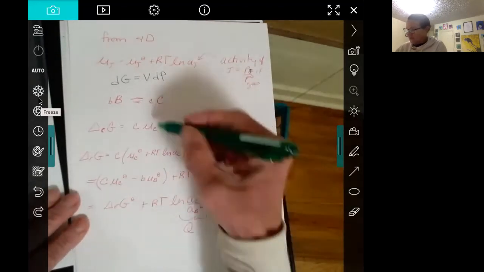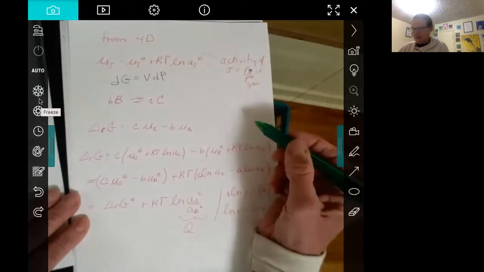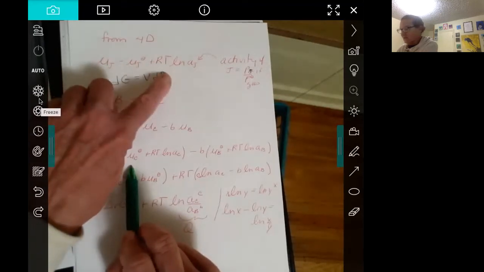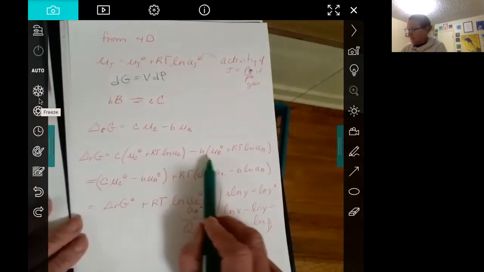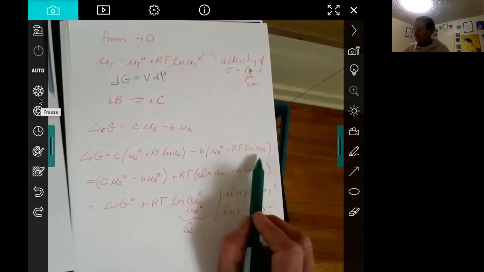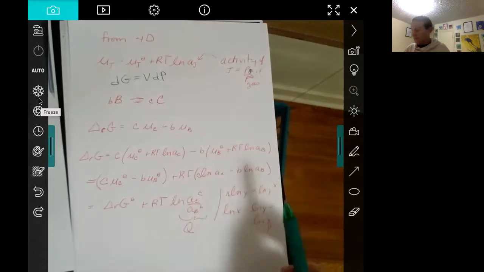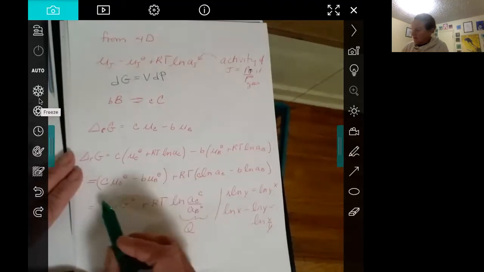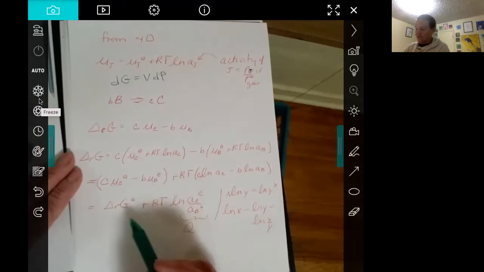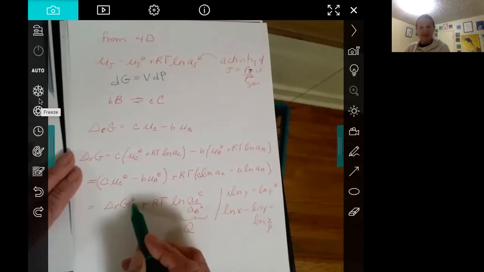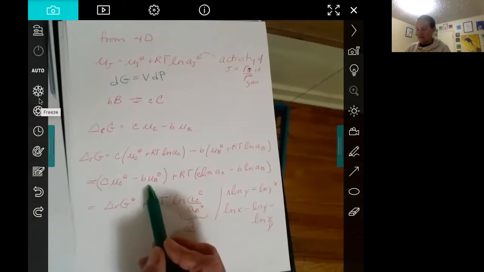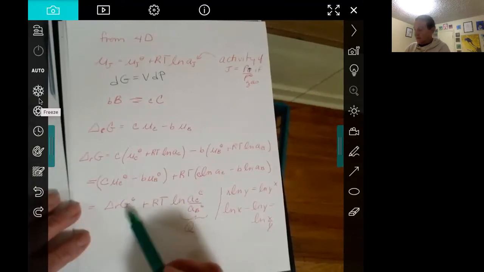So if you write each of these in terms of the top expression, the chemical potential of C is going to be what it is at the standard state plus RT ln of activity, minus the chemical potential of B in its standard state plus that same term, except now it's the activity of B and the stoichiometric coefficient of B. So if you group terms, you can group together the chemical potentials of C and B when they're in their standard state, and you get delta G for the reaction in its standard state, plus RT, because this is the difference in the chemical potentials.